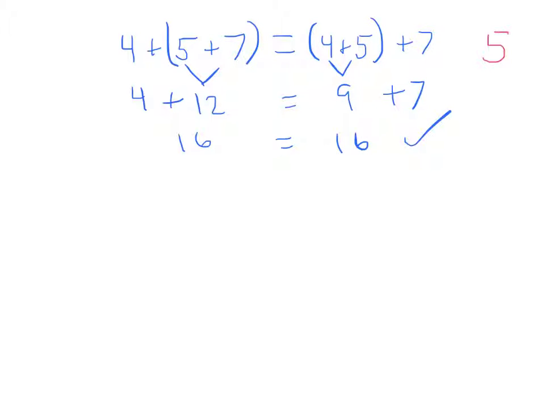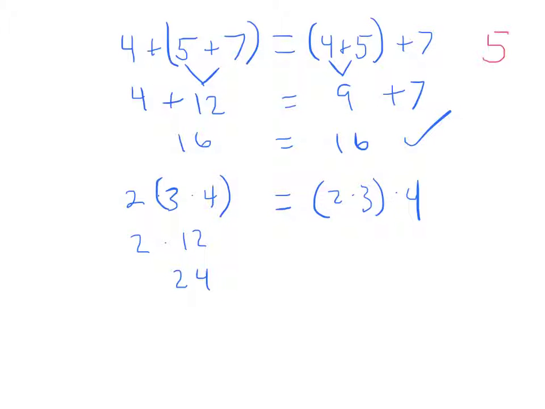Same thing with multiplication. If we have 2 times 3 times 4, with parentheses around the 3 and the 4, it's going to be the same thing as 2 times 3 in parentheses, times 4. 3 times 4 is 12. 12 times 2 is 24. 2 times 3 is 6. 6 times 4 is 24.